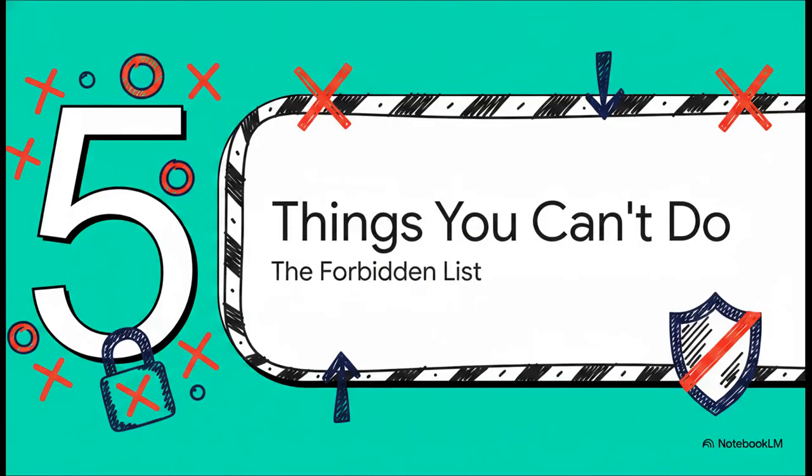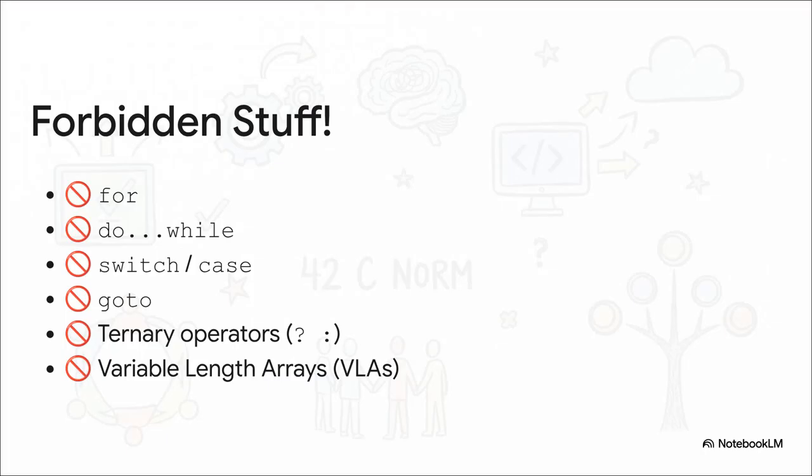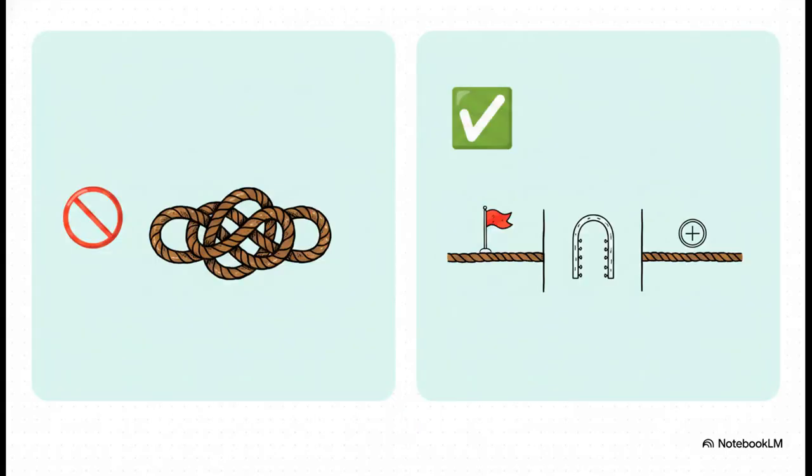Okay, this next section is critical. We're not talking about style anymore. There are certain parts of the C language that the norm flat out forbids you from using, period. Here it is, the forbidden list. You might want to take a screenshot of this or just burn it into your brain. You absolutely cannot use for loops, do while loops, switch statements, goto, ternary operators, or variable length arrays. A single one of these will trigger an instant norm error. There are no exceptions.